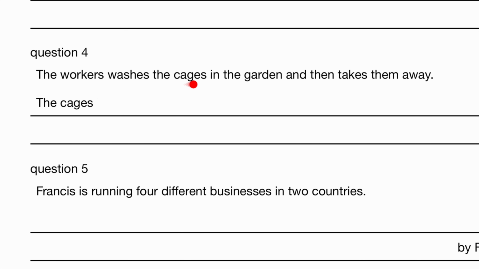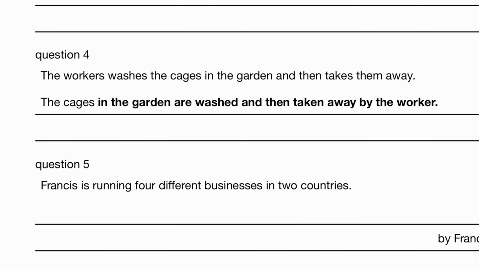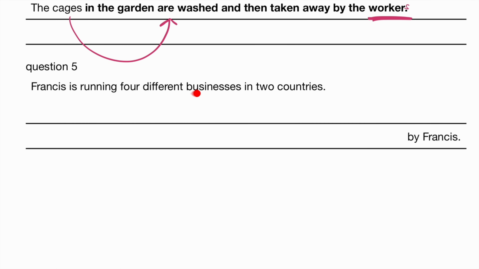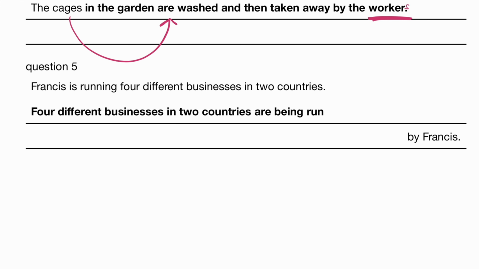The workers washes the cages in the garden and then takes them away. So the cages in the garden are washed and then taken away by the workers with an S right there. Okay, so don't forget workers with an S, plural. Make sure cages is plural, therefore R is used. Francis is running 4 different businesses in 2 countries. So what's the past participle of run? So another thing, this is with the ing. Make sure your ing is present in your answer as well. So 4 different businesses in 2 countries are being run by Francis.